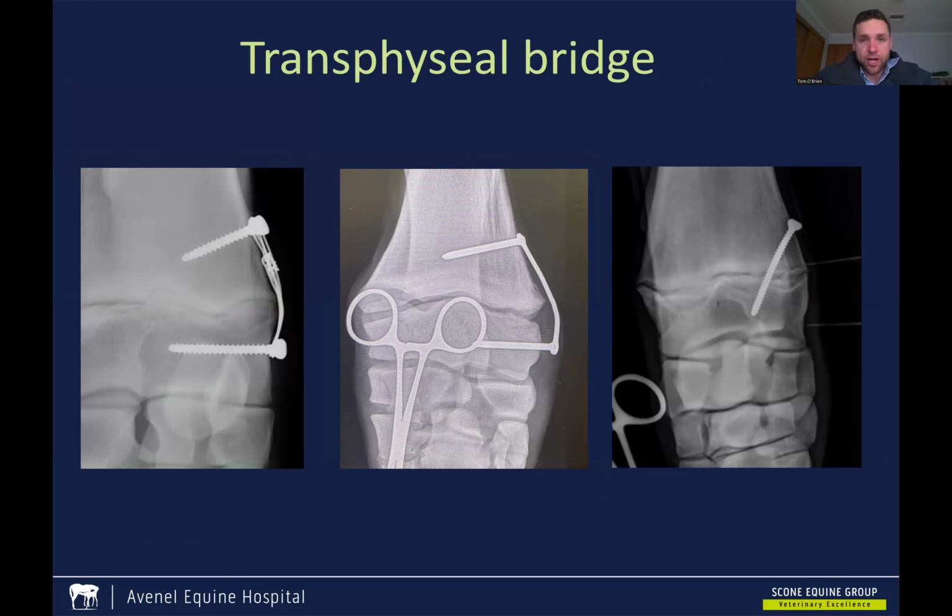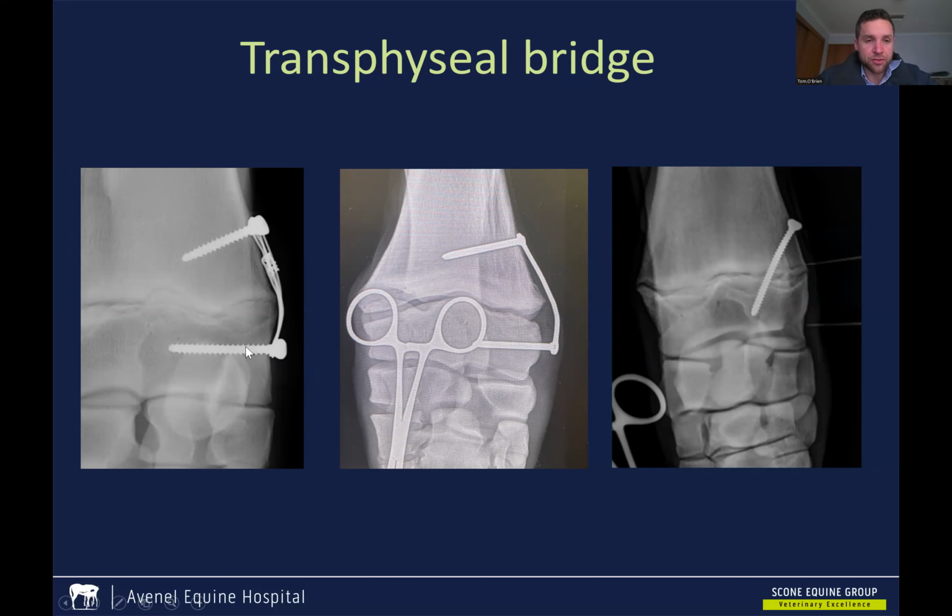And then we have a transfascial bridge. A transfascial bridge is really restricted to carpal angular limb deformities. And there are a couple of reasons for that. I'm going to talk through these x-rays and explain what's actually going on.